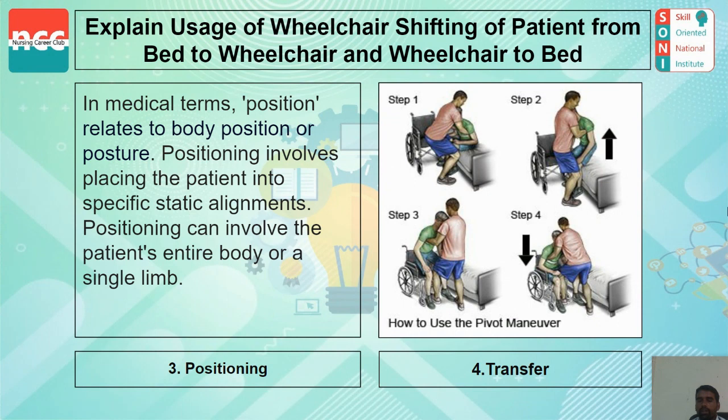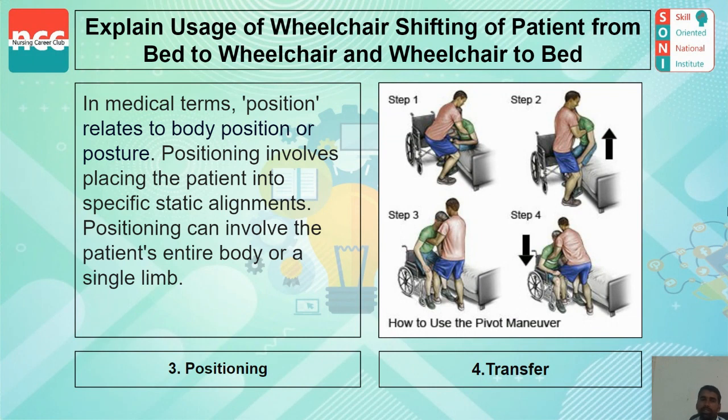Positioning. We have earlier talked about positioning. In medical terms, position relates to body position or posture. So, positioning we can define as the position in which a patient is sleeping, sitting or standing. So, this is related to positioning. Positioning involves placing the patient into specific static alignments.